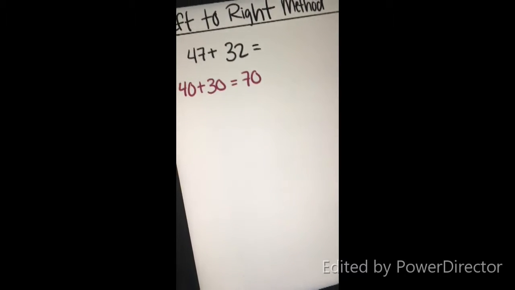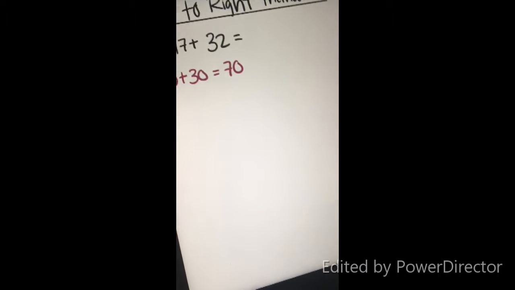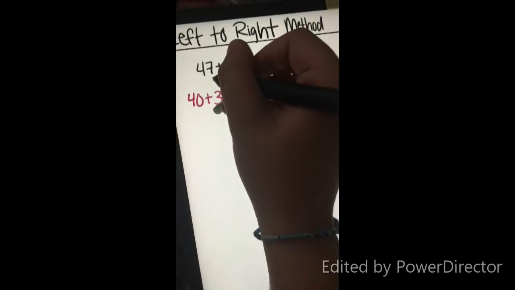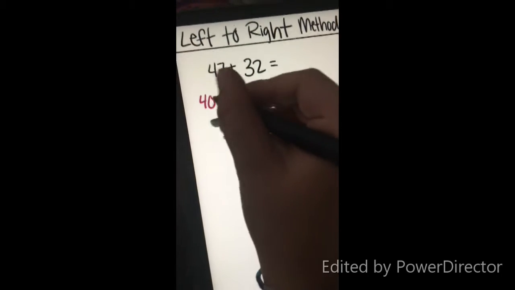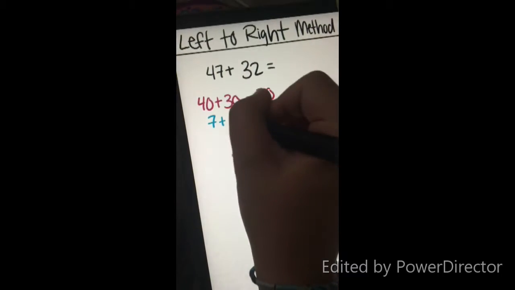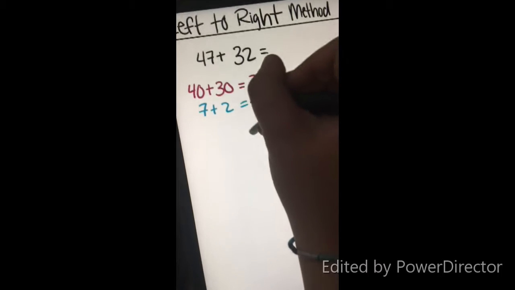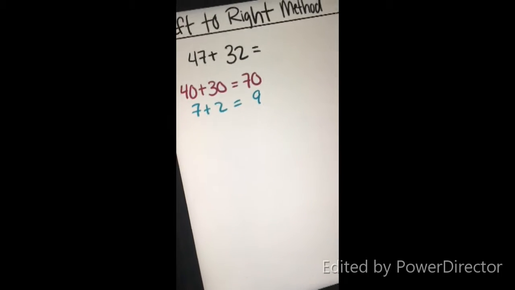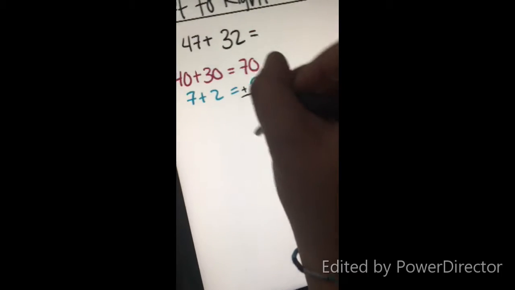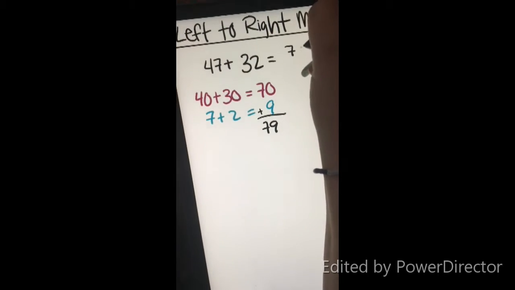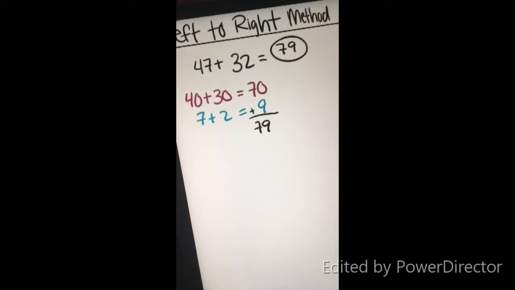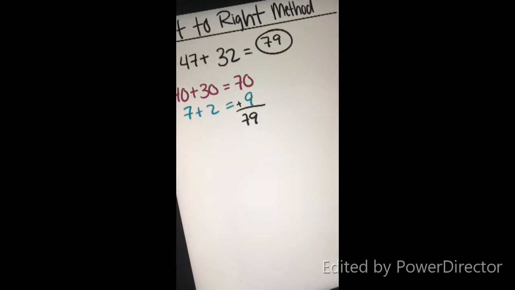Then we're going to take the 7 and add it to 2, so 7 plus 2 equals 9. Then after we have all of these numbers, we're going to add them together to get 79, which is our answer.